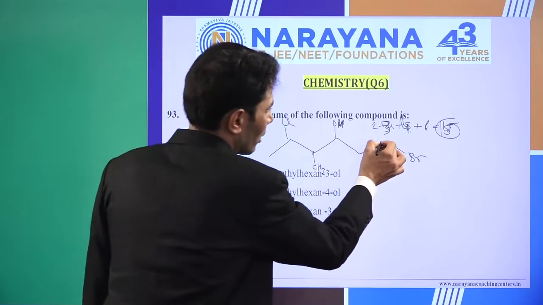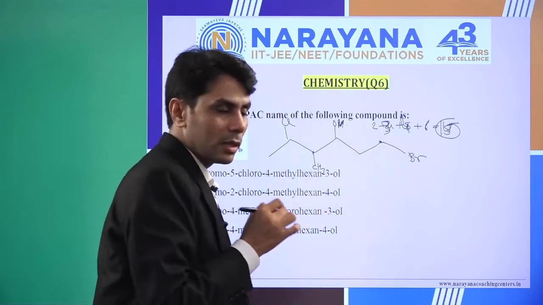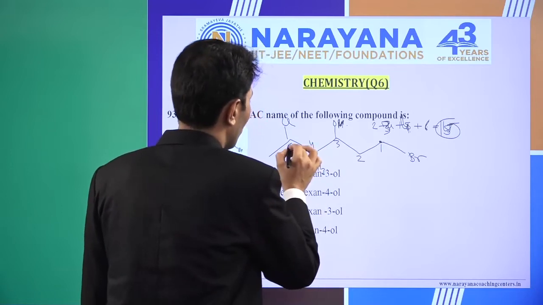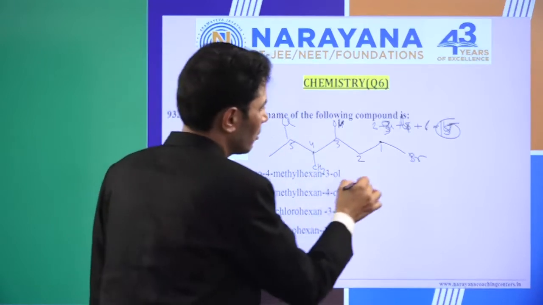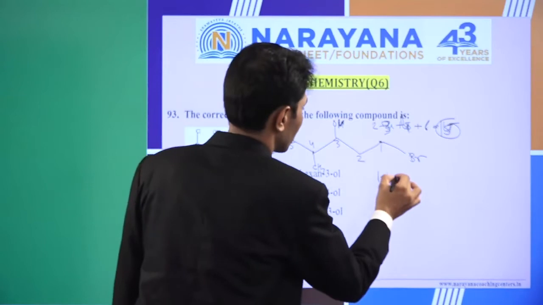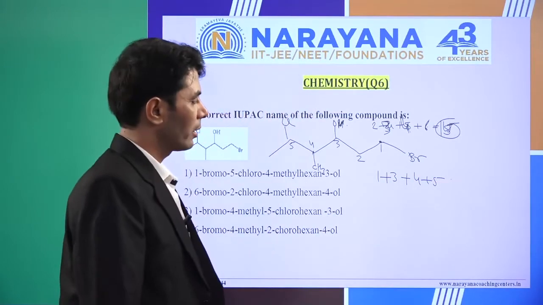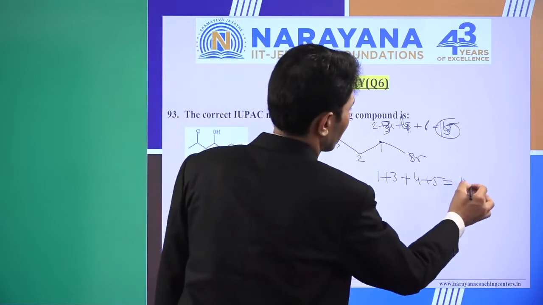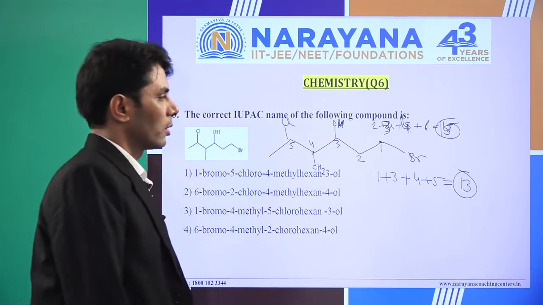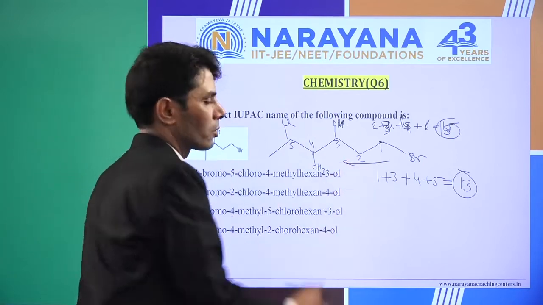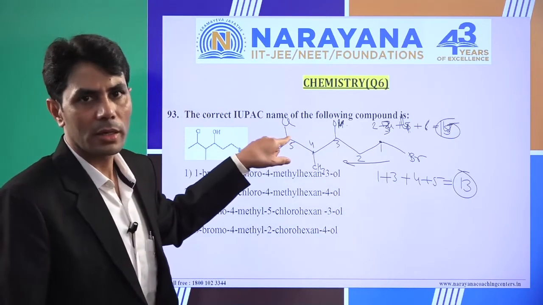But if we start numbering from this terminal, it will be 1, 2, 3, 4 and 5. What will be the sum? 1 plus 3 plus 4 and 5. What will it be? It will be 30. So where is the lowest sum? From this terminal. So we can say this numbering is the correct numbering.